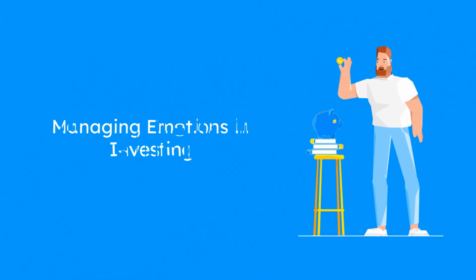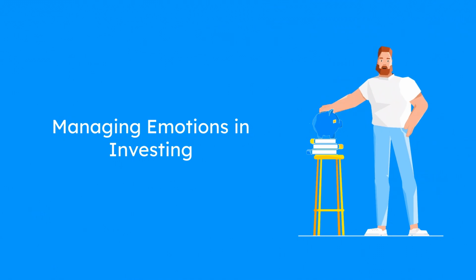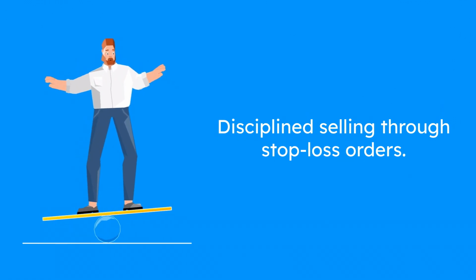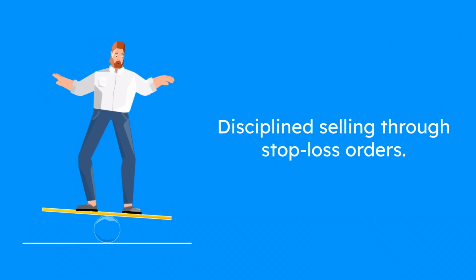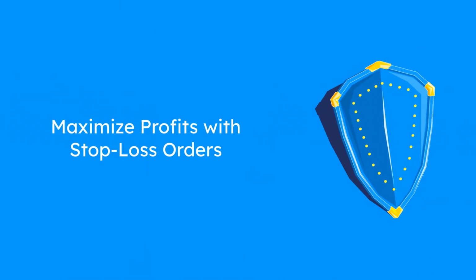Emotional discipline. Investing can be emotional, and it's easy to make impulsive decisions when prices are fluctuating. Stop-loss orders help remove emotion from the equation by enforcing a disciplined approach to selling. Protection of gains. Stop-loss orders aren't just for limiting losses. They can also be used to protect gains.